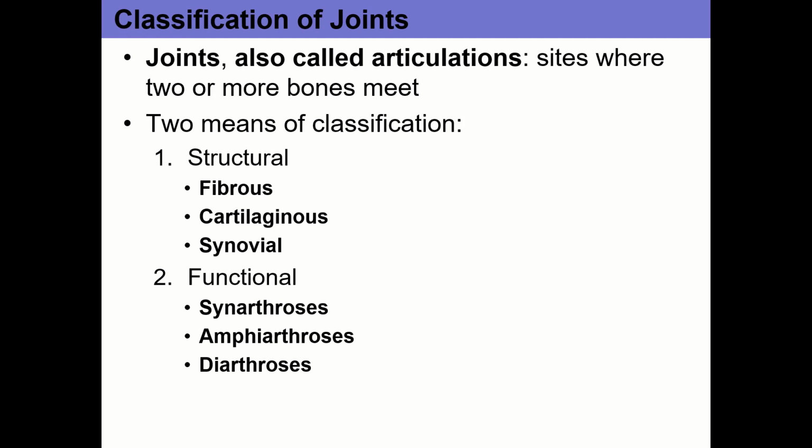We're going to use the structural classification, because that's what this anatomy book uses, which is fine. Typically, the functional classifications come in when you take biomechanics, because you're interested in what it is that the joint can do, what's the range of motion of that joint, how many degrees of freedom does it have, all that kind of stuff. So functional classifications are typically used more in kinesiology or biomechanics classes.